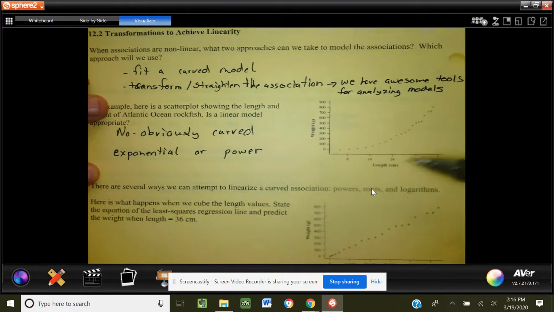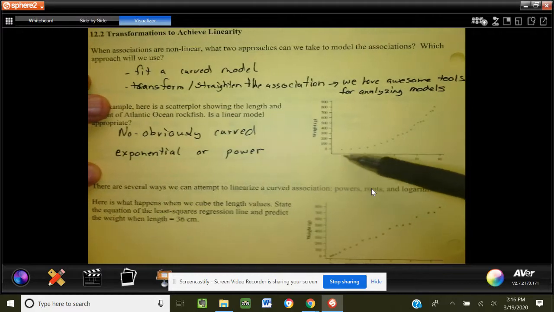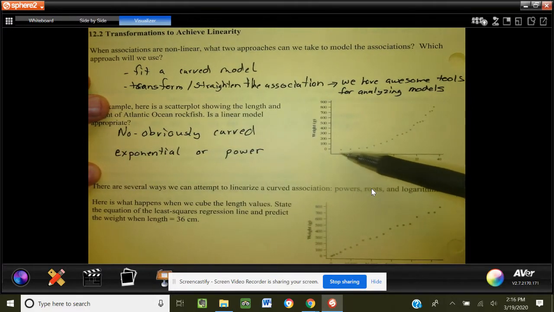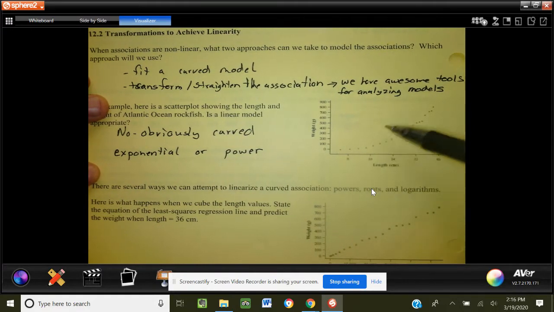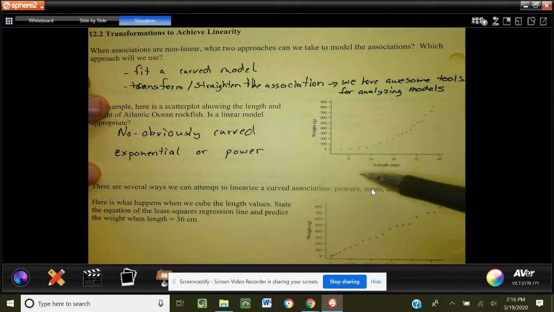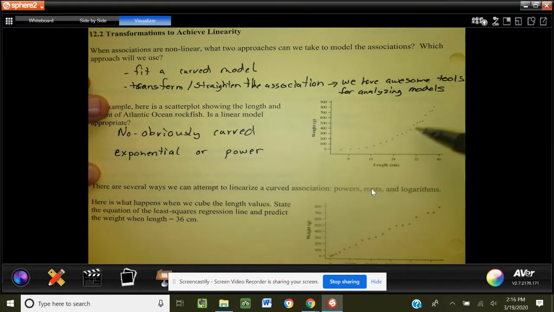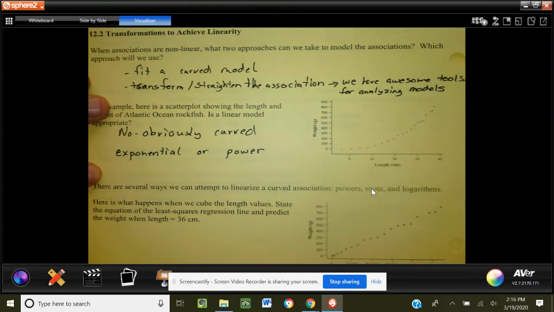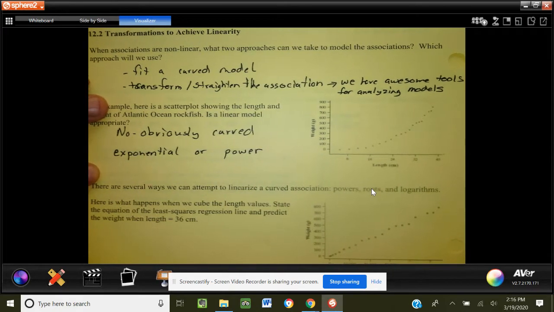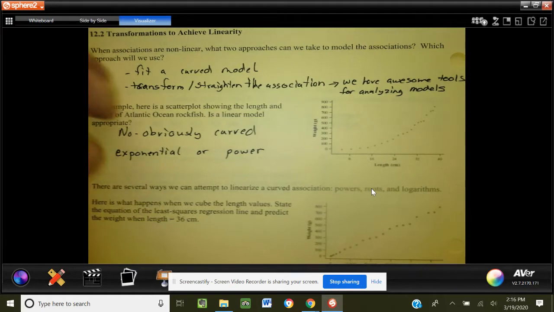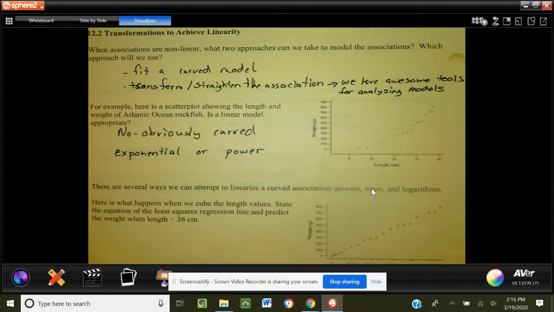So if we look at this, what do we think? Exponential usually means that we have a curve, right? But it rises pretty quickly if it's exponential. So this is rising pretty slowly here. It's curving up pretty slowly. So maybe exponential is not a great option here. So why don't we assume that maybe this is a power model?